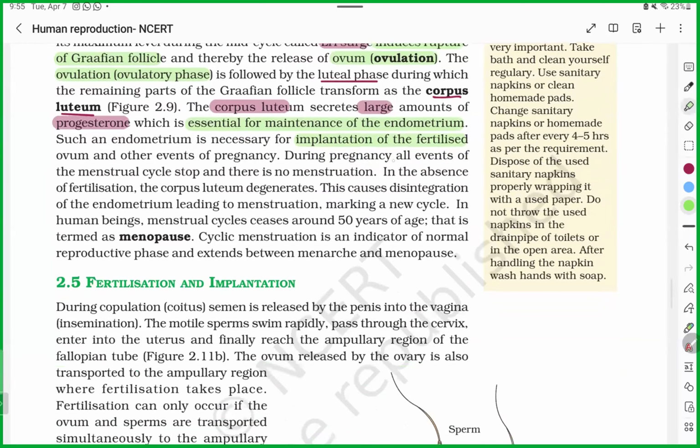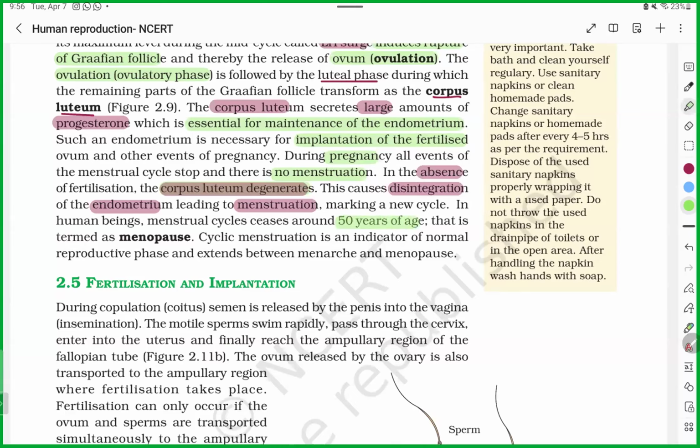During pregnancy, all events will stop, no menstruation. In absence of fertilization, the corpus luteum degenerates. Disintegration of the endometrium lining leads to bleeding, menstruation. And for corpus albicans, right? Yes, Ryan. So corpus albicans will be found, no? Yes. But since NCERT only mentions corpus luteum, we will not take that much tension. This is true, corpus albicans will form.